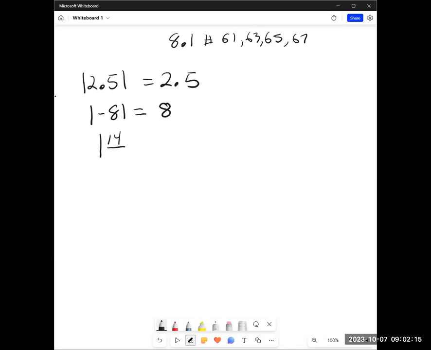The absolute value of 14 divided by 5 is 14 divided by 5. And now let's look at a negative fraction. The absolute value of -2/5 is +2/5. Keep those positive numbers positive, and those negative numbers, drop the negative sign to make them positive.